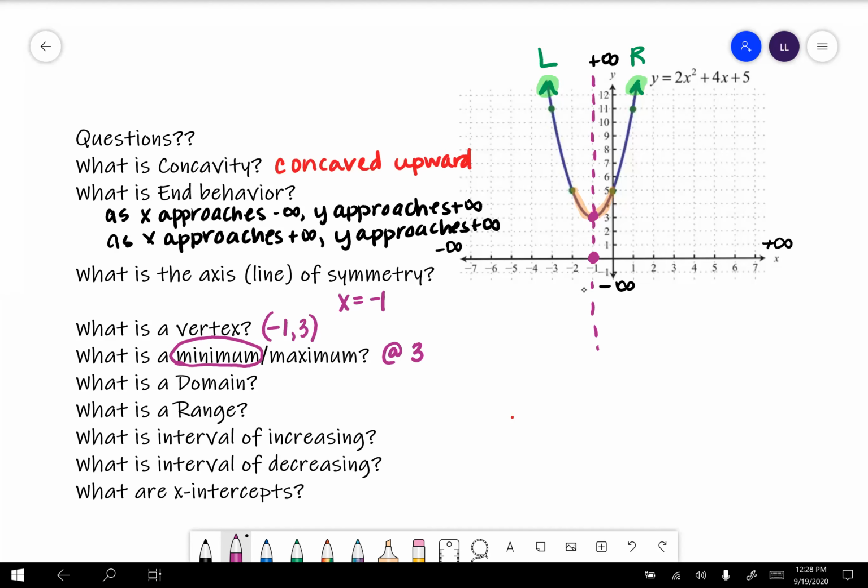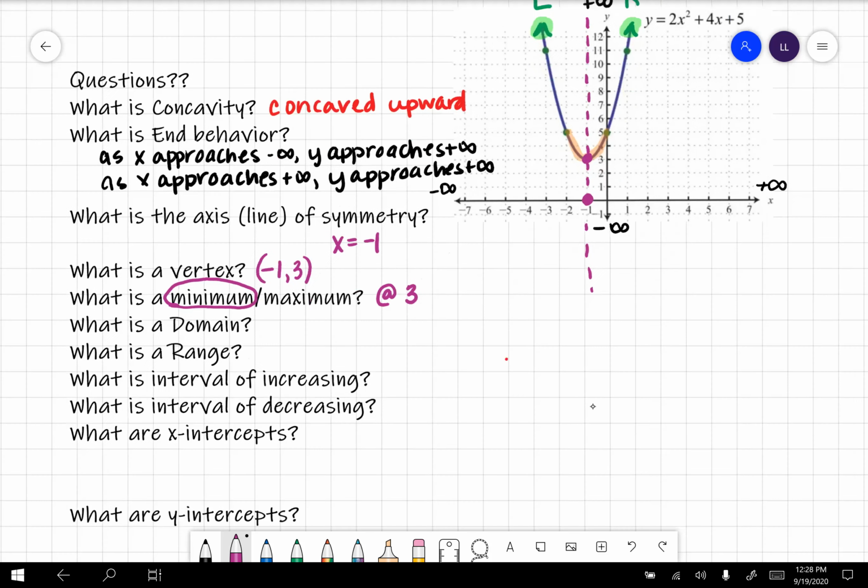So this parabola has an axis of symmetry of x equals -1. It has a vertex of (-1, 3). The vertex is a minimum at 3. 3 is the y value of the vertex.